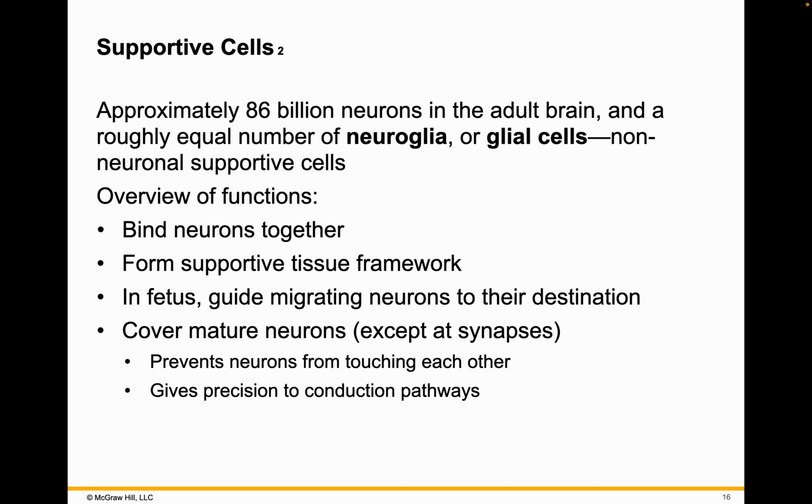There are approximately 86 billion neurons in the adult brain, and a roughly equal number of neuroglia, or glial cells, that are non-neuronal supportive cells. These cells have the functions of binding neurons together, forming a supportive tissue framework. In a fetus, they guide migrating neurons to their destinations. They also cover mature neurons, except at the synapses, which we'll get into a little later. That covering prevents neurons from touching each other directly, which gives precision to conductive pathways.